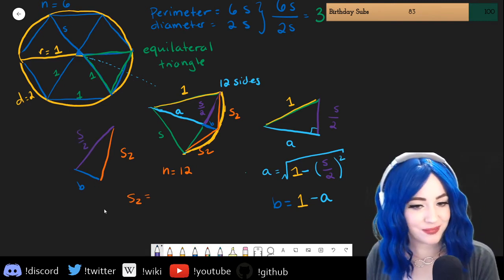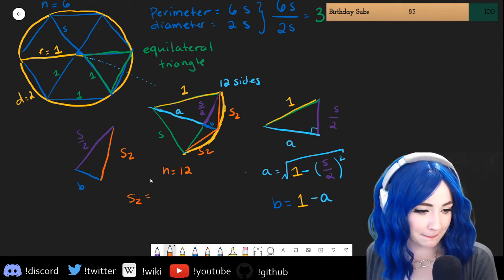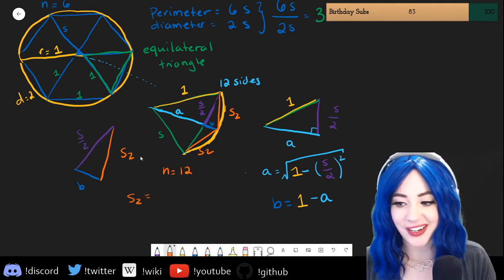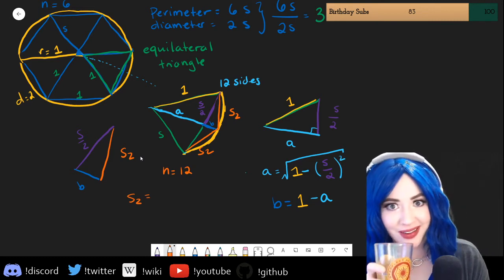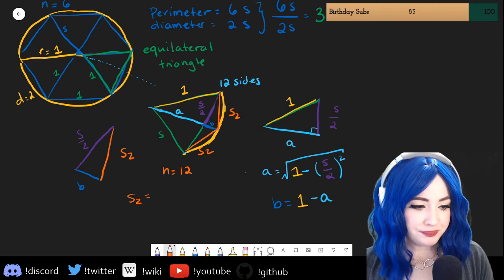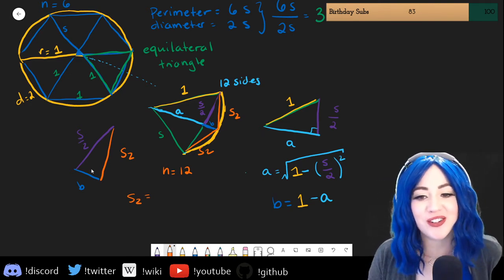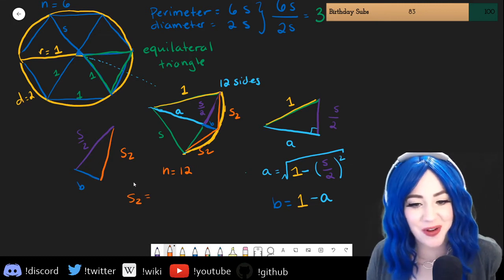All right, what is S2? What is our new side length? Ooh, goodness. All right, it's been a long day. I know, generic crew, I had to fight. I was like, why do I want to draw the triangle this way? My hand just wants it that way.